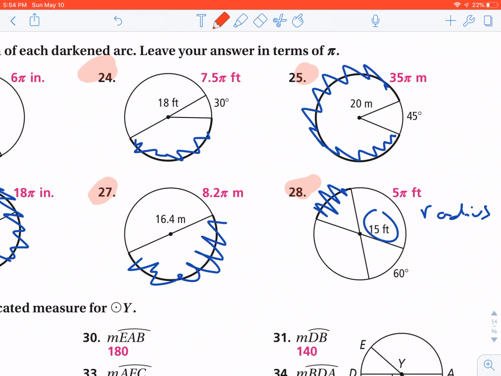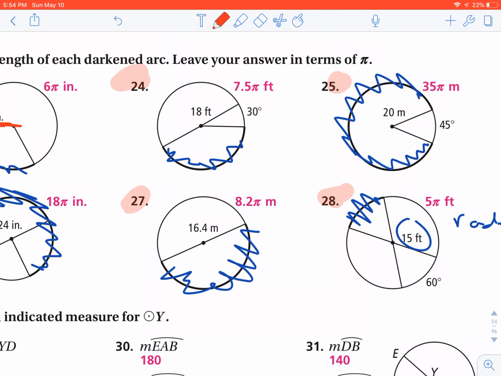Number 24. This one's actually even easier. They've given me the diameter is 18, so the circumference of this circle is 18 pi. However, this is the only part where it gets tricky. The blue squiggle indicates the arc that I want to find the length of. Well, this is a semicircle, or 180 degrees, and I know that this little piece here is 30. 180 minus 30 leaves me with 150.